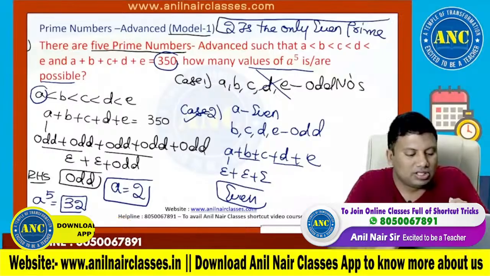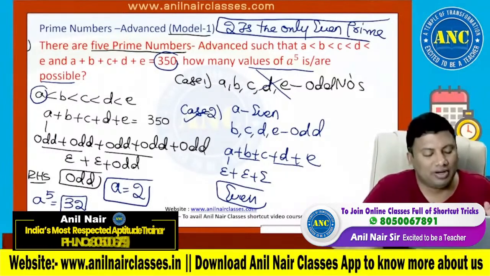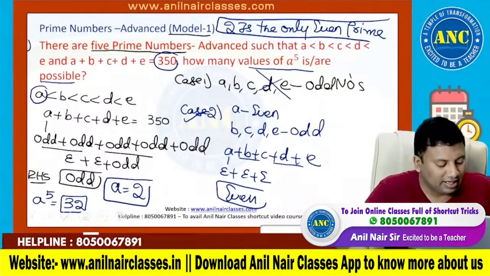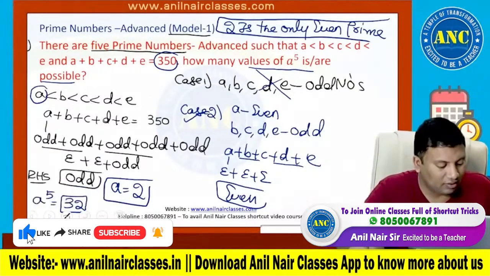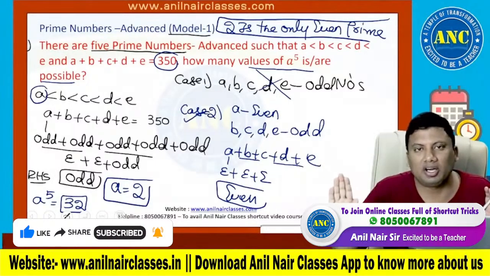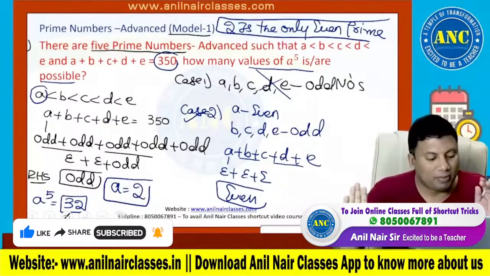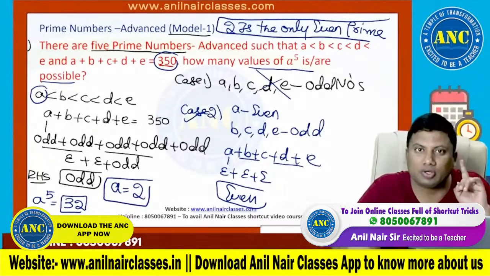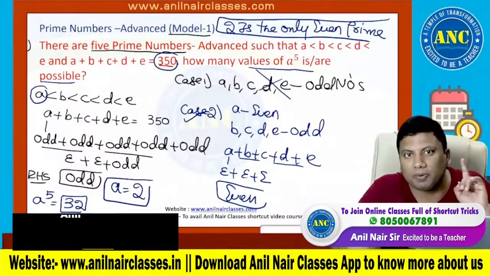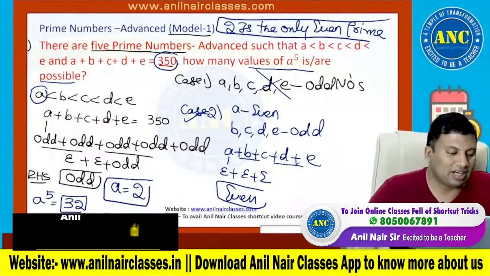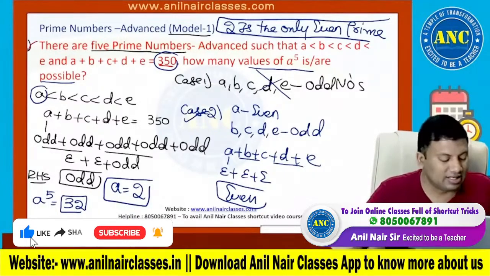How to use this concept? In finding the value of a variable. A plus B plus C plus D plus E is 350. Now if you see here, all of them are odd numbers. Odd, odd, odd, odd, odd, answer I will get odd. But in the question 350 is an even number. One of them has to be even. What is the smallest prime number and even? 2. The answer is 2 power 5, 32. Model number 1, it is clear.